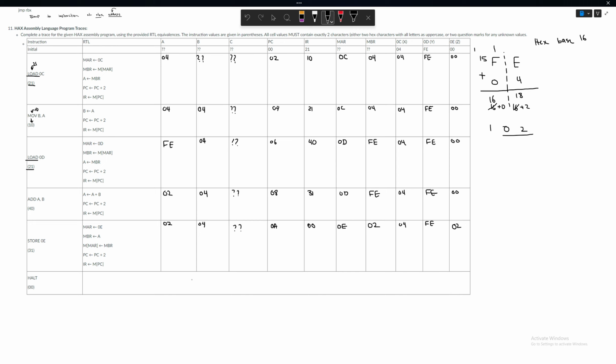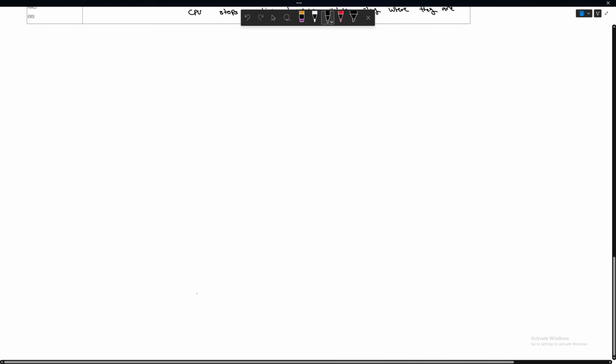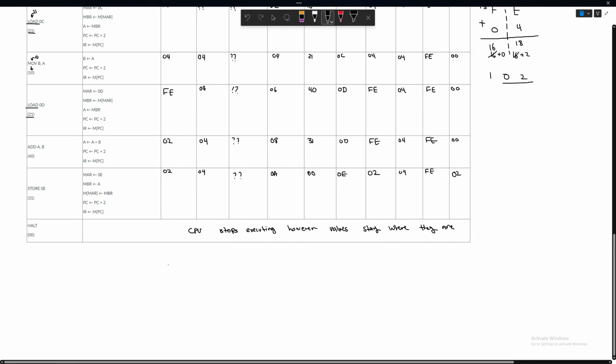Halt just means the CPU stops executing. However, these values stay the same. Values stay where they are. So all it does is it pauses the CPU. That's what halt is. It pauses the CPU. And that's the midterm practice. I'll do the assembly in a bit.